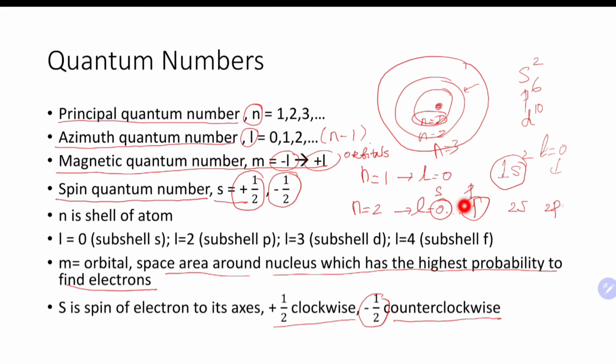For subshell p, the l is 1. Then the magnetic quantum number is minus l until plus l. So the magnetic number is minus 1, 0, and plus 1. So in subshell p, there are 3 orbitals. One orbital can be occupied by 2 electrons. So for 3 orbitals, the maximum is 6.